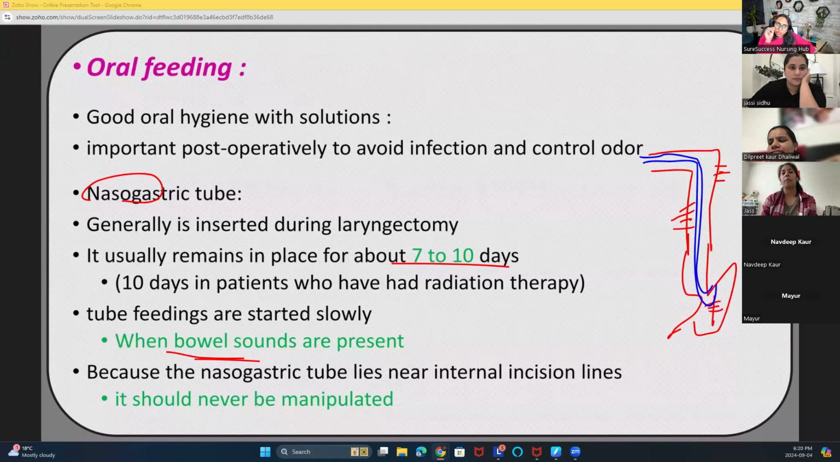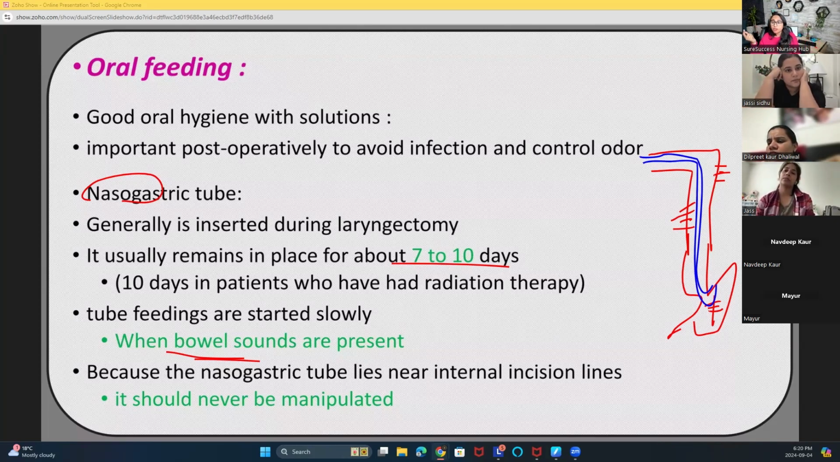When the tube is directly touching the sutures, do you think it can harm the sutures? It can make them open. So never manipulate the NG tube. You can remove it, you can reinsert it for every single person. But whenever there is any kind of surgery where your NG tube is touching the sutures, in the GI system, I'm going to teach you the gastric resection surgery, right?